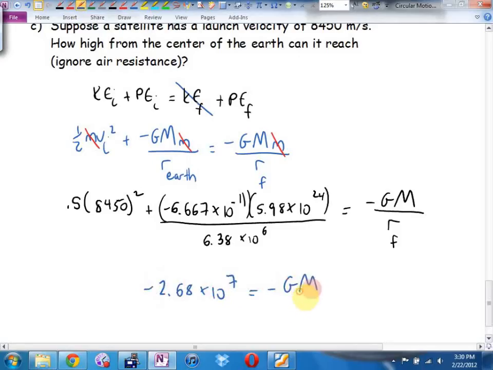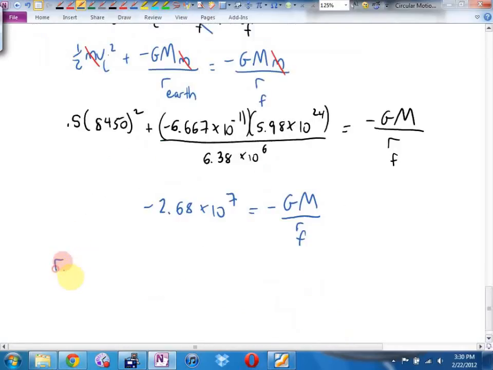Negative big G, big M. I think now I would try and get the R by itself, because now I have one thing equals one fraction. This is straight cross multiply. The R moves up there, that moves down there. The final distance from the center of the Earth is going to be negative big G, big M all over negative 2.68 times 10 to the 7th.